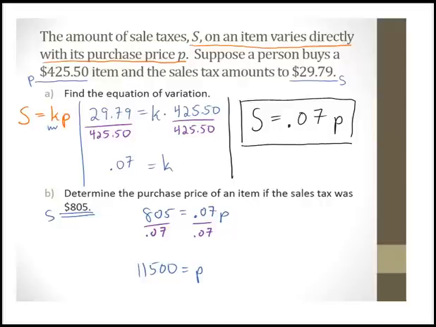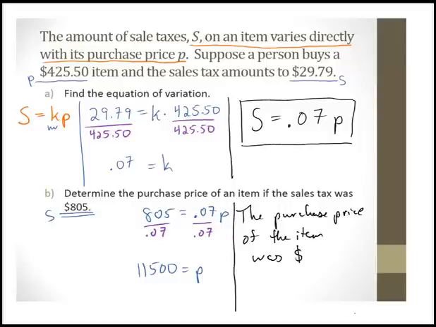My conclusion: the purchase price of the item was $11,500. So there's an example using direct variation.